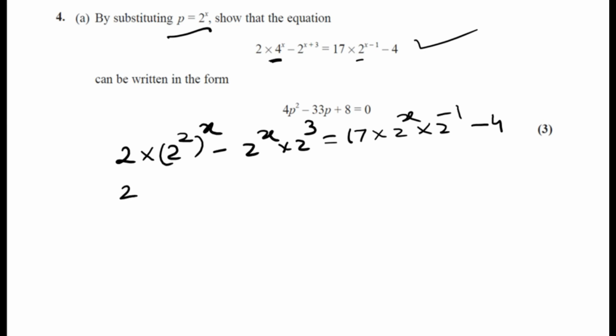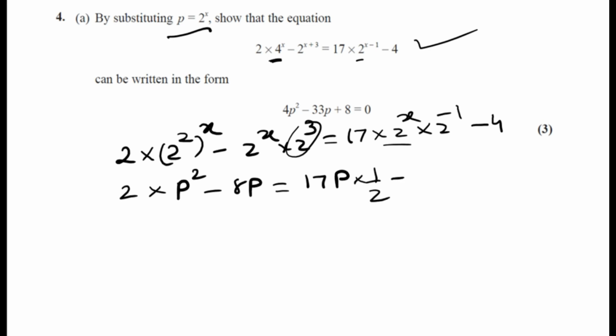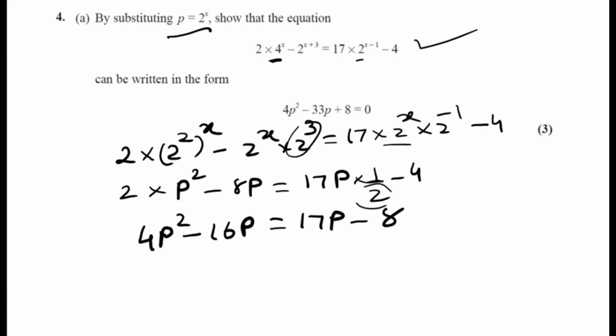Here you can switch power. So 2 power x squared and 2 power x is P, so I can write P squared minus 2 cubed which is 8, and 2 power x is P, so 8P is equal to 17, 2 power x is P, and 2 power minus 1 which is 1 over 2, minus 4. Now as you can see here there is a denominator, so I have to remove this denominator by multiplying the whole equation with 2. So that will give me 4P squared minus 16P is equal to 17P minus 8.